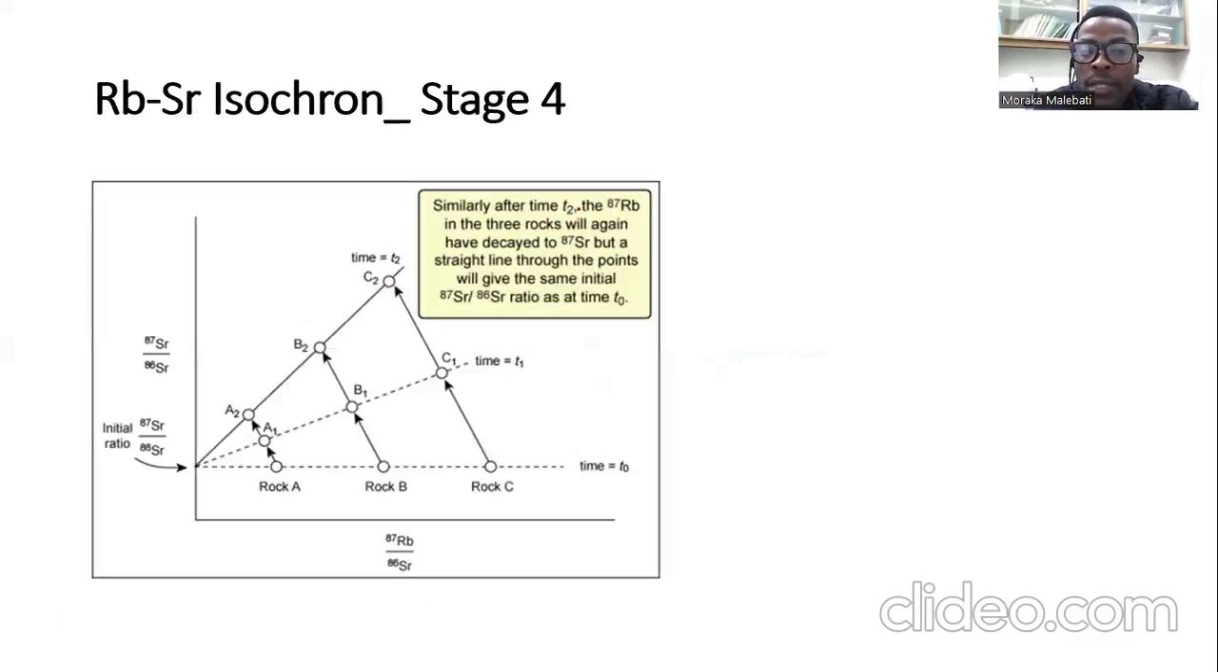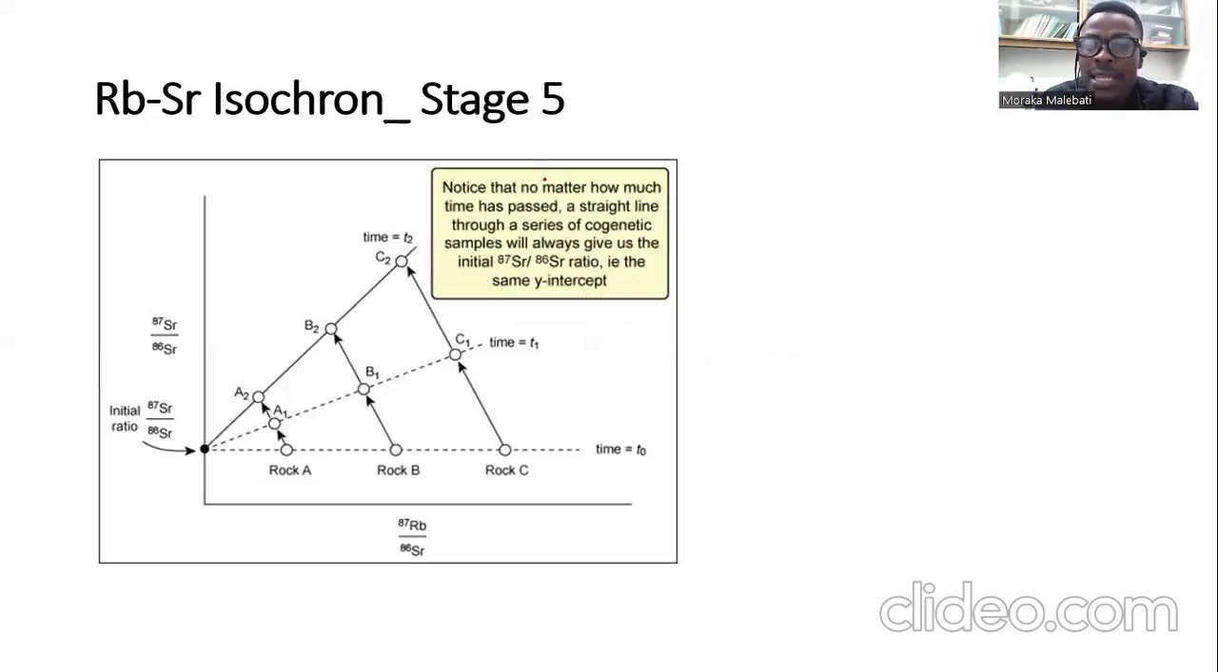Now, similarly, after time T2, the rubidium 87 in the 3 rocks will again have decayed to strontium 87, but a straight line through the points will give the same strontium 87 over strontium 86 ratio as time T0. Notice now that no matter how much time has passed, a straight line, this is most important, through a series of cogenetic samples will always give us the initial strontium 87 ratio. That is the same y-intercept, which is why I brought to your attention that the y-intercept will represent the initial isotopic ratio.